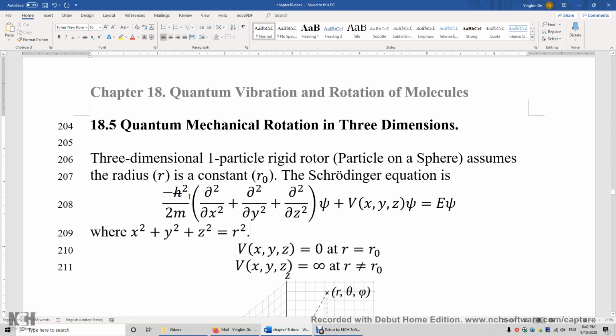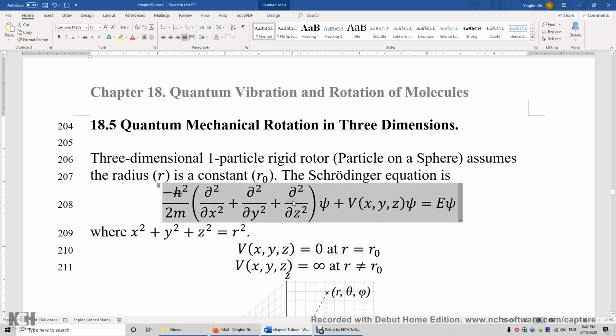Section 18.5, Quantum Mechanical Rotation in 3 dimensions. The 3-dimensional one-particle rigid rotor assumes the radius of the rotation is a constant, r0. The Schrodinger equation is this.